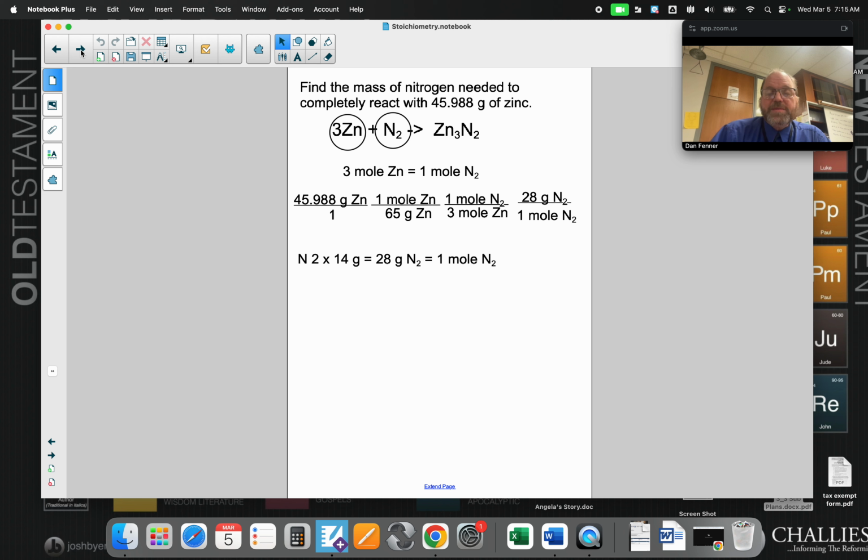So 28 grams of N2 over 1 mole of N2, multiplied through: 45.988 times 28 equals, divided by 65 equals, divided by 3 equals. Again, we have 5 sig figs here. So we end up with 6.6034 grams of nitrogen. That's my answer. Of course, we could have checked that everything does cross out. Let's do one more here.